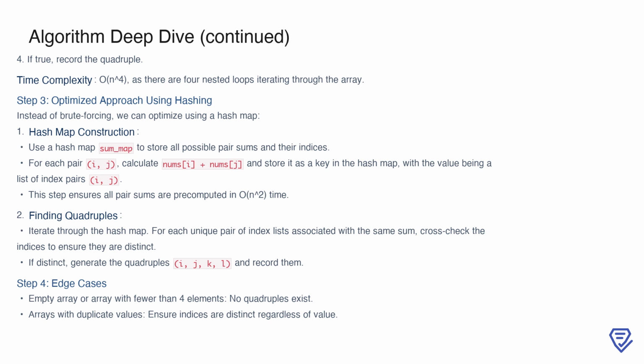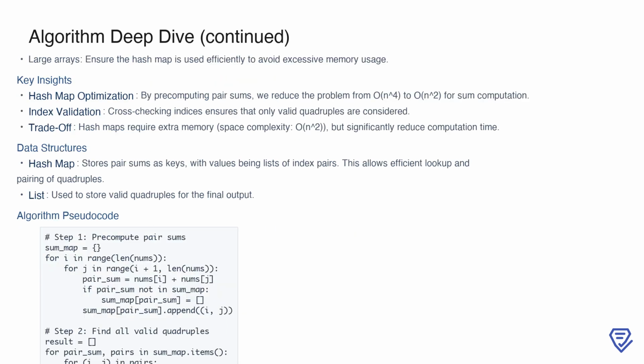However, we must also consider edge cases, such as when the input array is empty or has fewer than 4 elements, where no quadruples can exist. Additionally, for arrays with duplicate values, we need to ensure indices are validated independently of the values to avoid false positives. For large arrays, it's important to manage the hash map efficiently to avoid excessive memory usage. The optimization here lies in how the hash map allows us to pre-compute pair sums, reducing the sum computation step from O(n to the power of 4) to O(n squared).